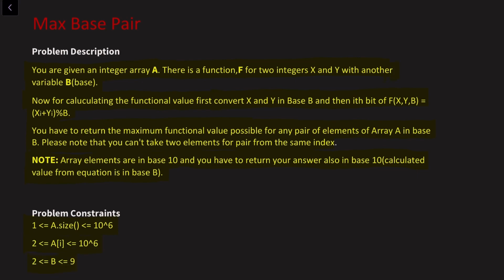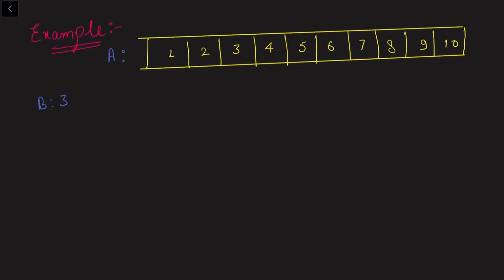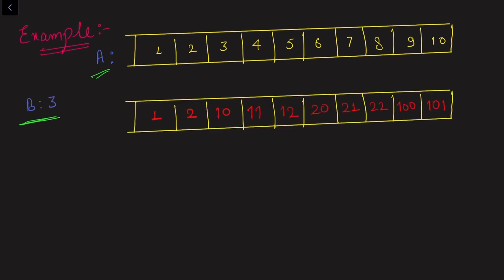Now let's talk about this problem with an example. Let's say we are given this example here. We are given an array of length 10, and we are given the base as 3. That means we need to first convert all these elements to base 3. So let's do that first. Now here I have converted each and every element to its base 3 representation.